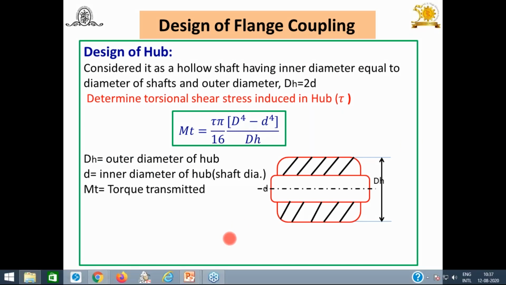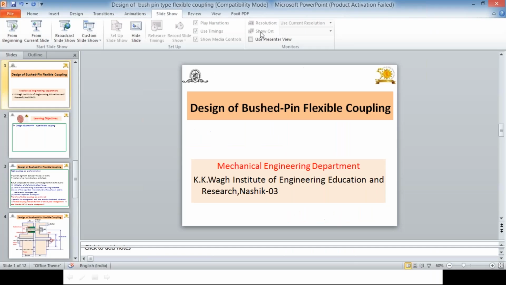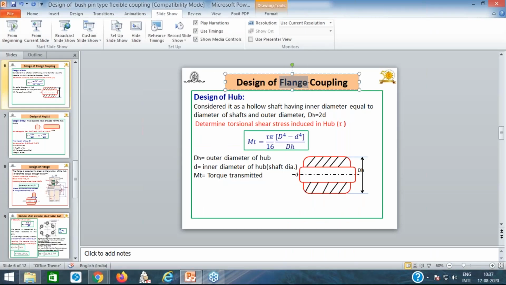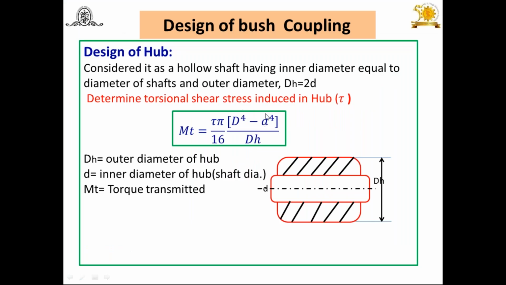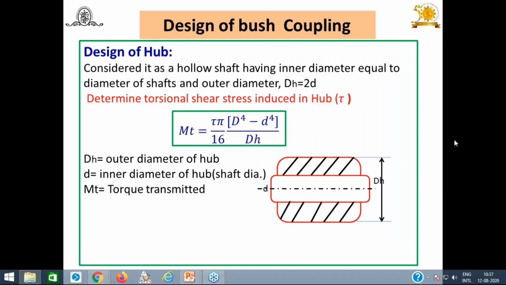Then step number 2. In the case of the flexible bush coupling, I have written here flange. Forget about this, it is not a flange, it is a bush pin type coupling. I am going to correct it, no problem. Okay, I will correct it from the correct slide. And you can write here design of bush coupling itself.